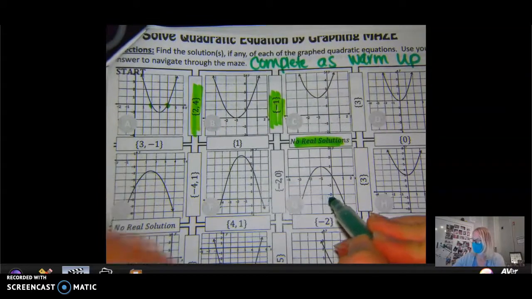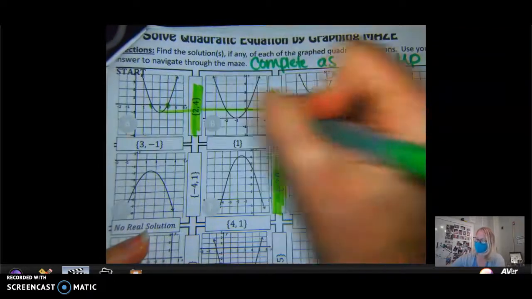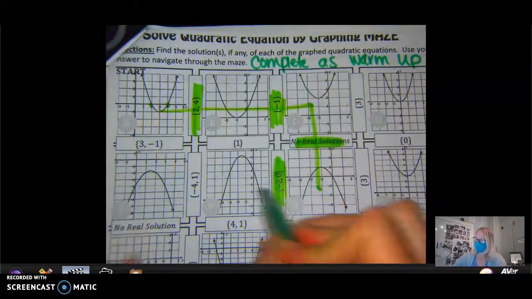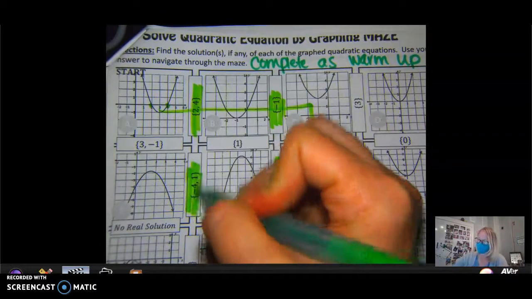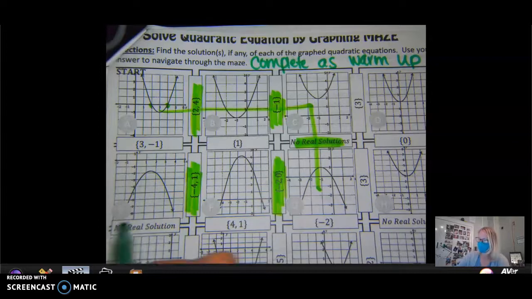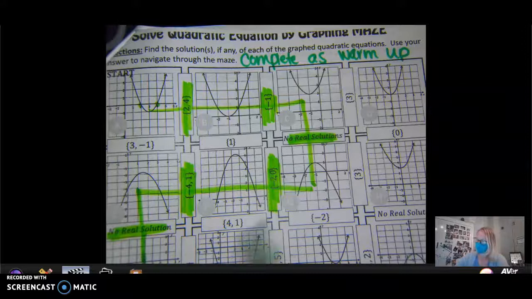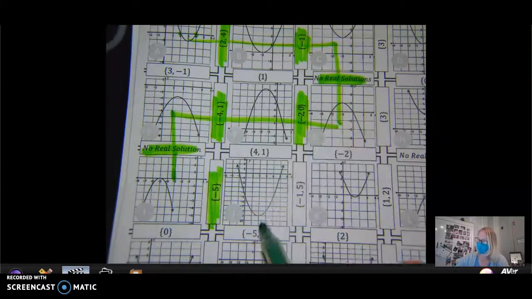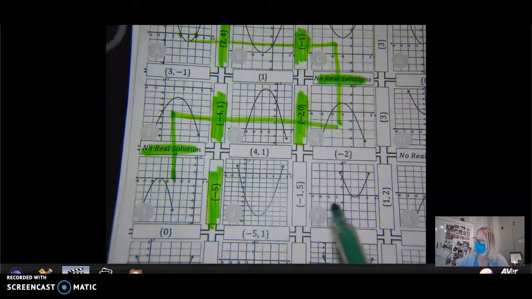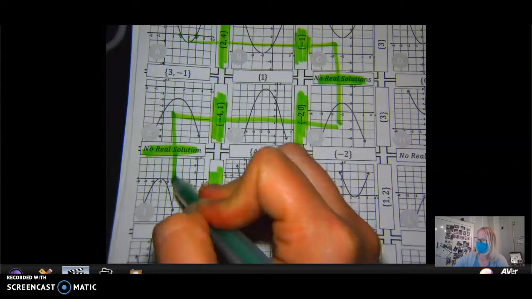What are my answers here? So it's going to take me backwards. What's my answer here? -4 and 1. What's my answer here? So it is taking me this way and then down. Answer here? -5. Answer here? -1 and 5.